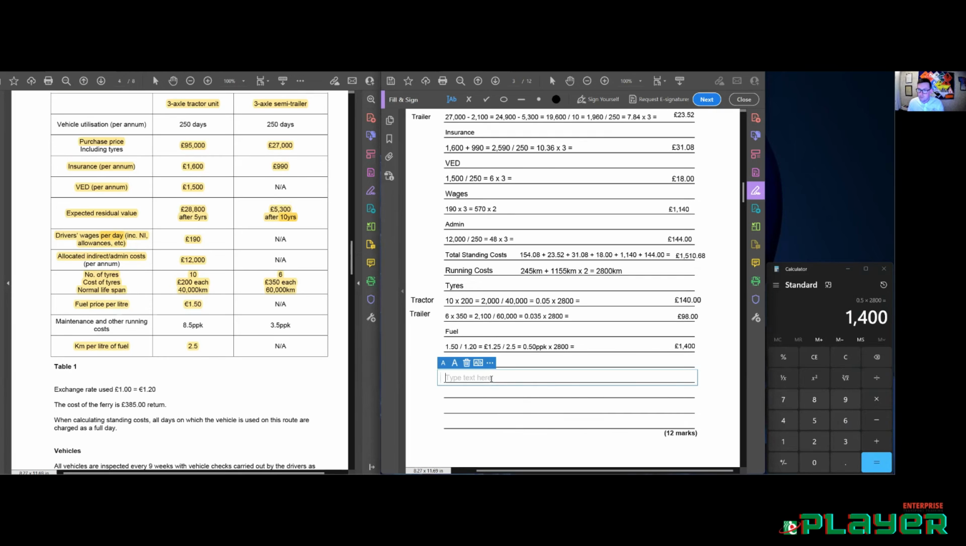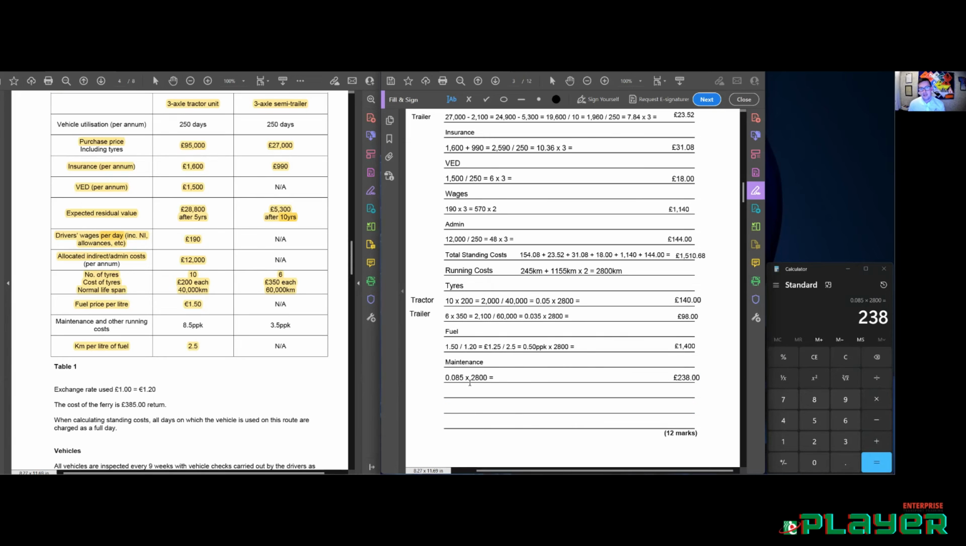It's a given, but you've got to be careful about how you do it. Because look, that's 8.5 pence per kilometre. So what you need to do is write it in the correct decimal format. 0.085. That is 8.5 pence. Times that by the kilometres, 2,800, equals 0.085 times 2800, £238.